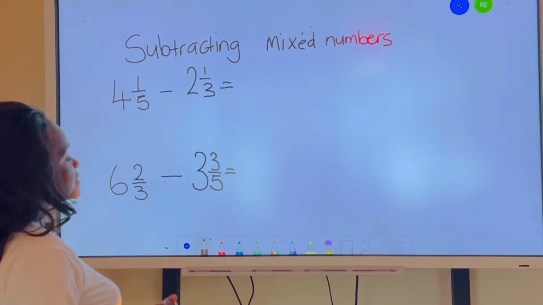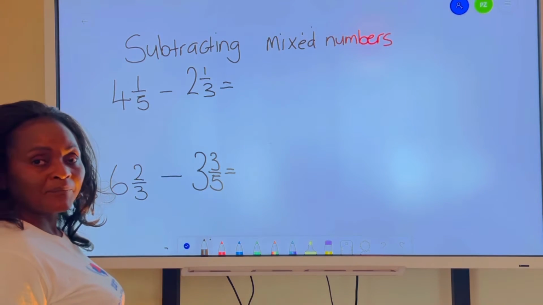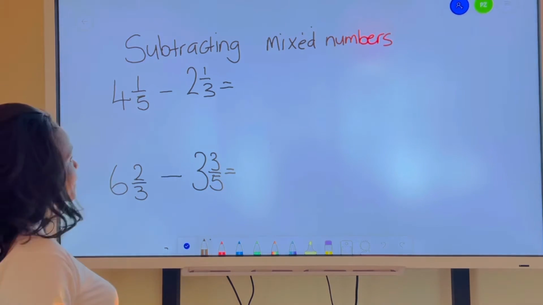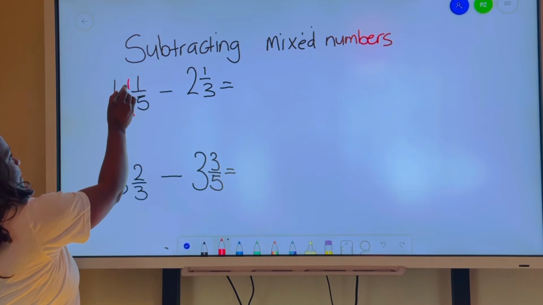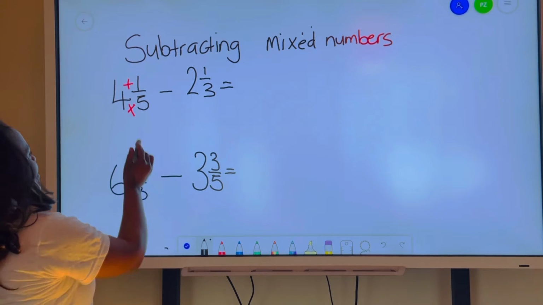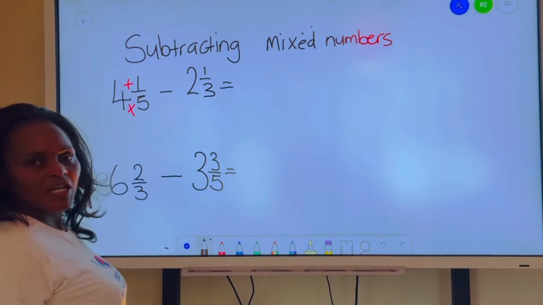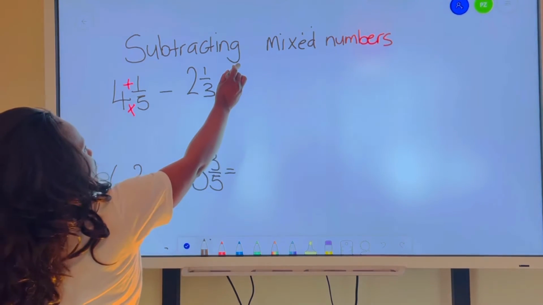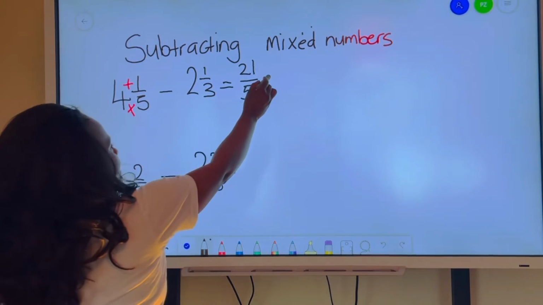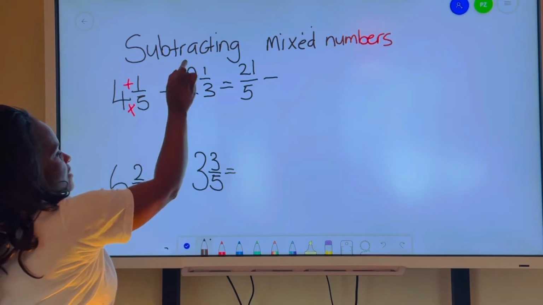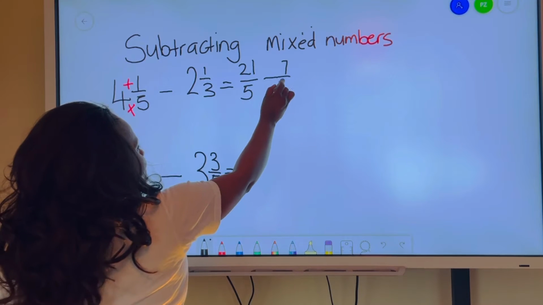So what you have to do is change them to improper fractions first before you can take away. On here, remember, we times there, then we add there. So 4 times 5, which is 20. 20 add 1, which is 21 over 5. We still keep our denominator. Minus 3 times 2, 6 add 1, 7 over 3.